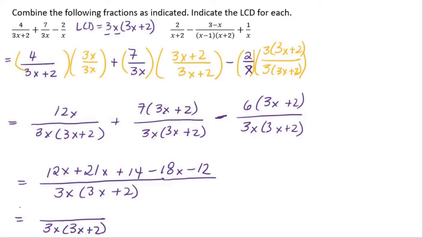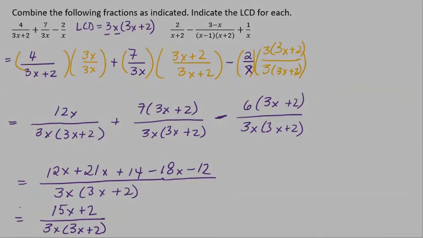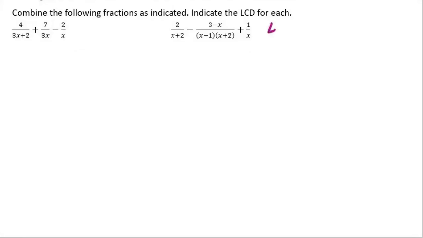So we have 12x plus 21x minus 18x. Gives us 15x. And positive 14 minus 12 is plus 2. And there's our first of the last 2 examples. And now for our final question.